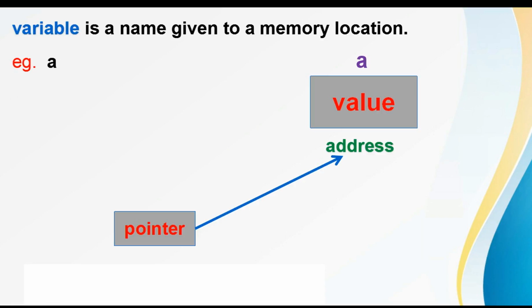Tulisema variable is a name given to memory location. Kwa hivyo ni ile jina tunapatia nini? Memory location. Kama hapa example yetu ni a. Tukisema a ni variables, inamaanisha hapa kwa a kuna value ya a imewekwa ndani, alafu kuna ile address ya a. Sasa pointers ita point to this address. Ikipoint kwa hii address, inamaanisha hii address itawekwa ndani ya hii pointer.